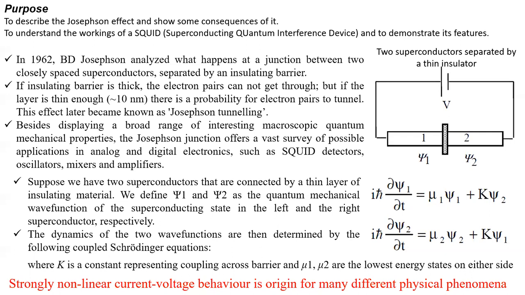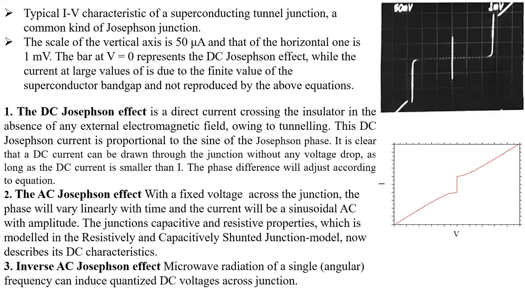There should be a strong nonlinear current-voltage behavior, or IV characteristics. For a change in the voltage, this is how the current behaves or moves, how the charges move from region 1 to 2 or 2 to 1. This behavior is the origin of many different physical phenomena that we'll see now. This is the result, in fact.